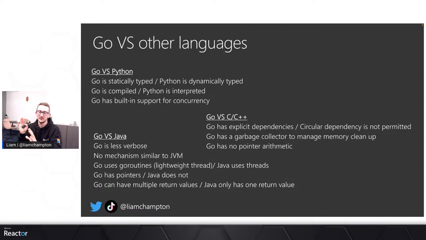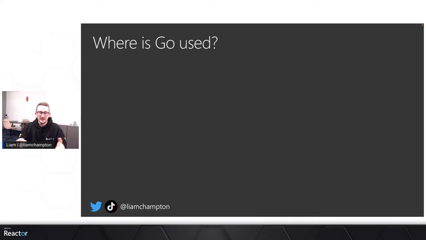So where is Go used? Some people will be surprised. Some people maybe not so surprised. But it came about in this whole cloud native push. I mentioned Go version 1 came out in March 2012. Fast forward one year to 2013, and Docker arrived on the scene.